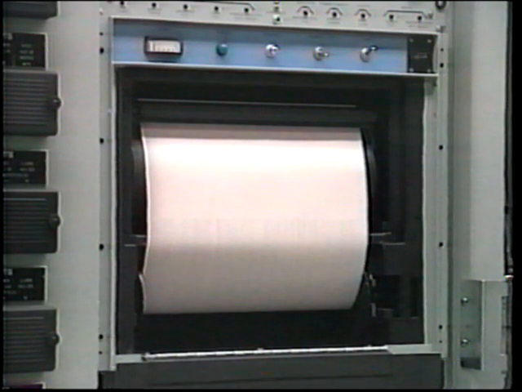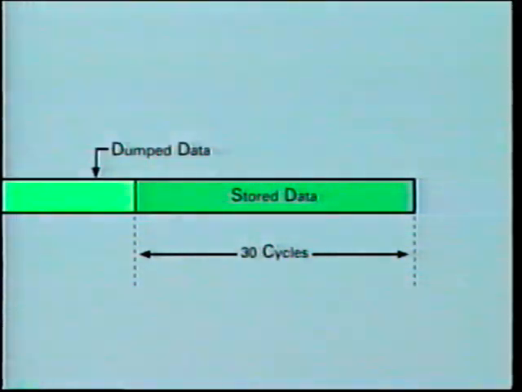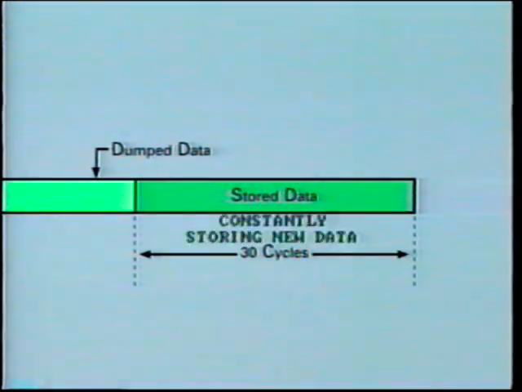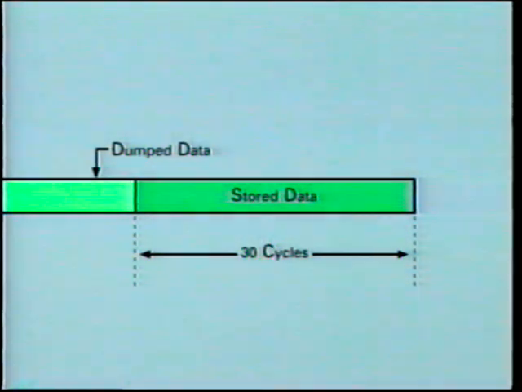Another type of recording system uses a pre-fault oscillograph. This machine has a built-in solid-state memory that can store several cycles of data, up to 30 cycles in some machines. The memory works in a recirculating fashion. For example, at any instant in time, the memory stores the immediately preceding 30 cycles of data. As time goes on, the memory is constantly storing new data while dumping old data. But there's always 30 cycles of data in storage at any given time.